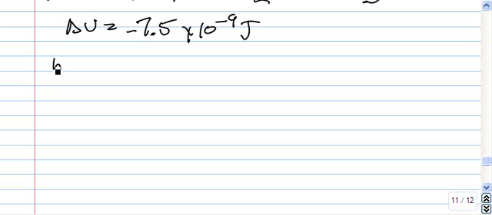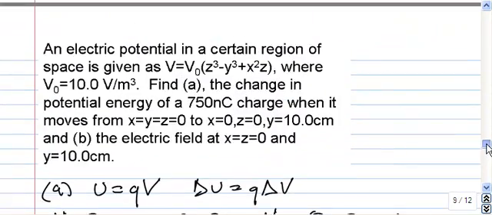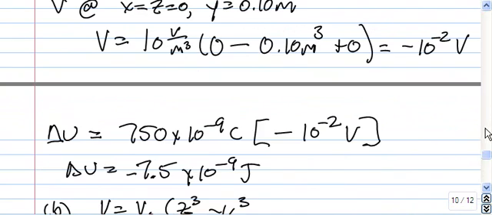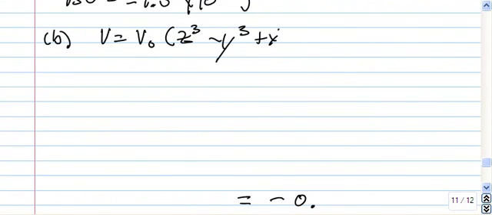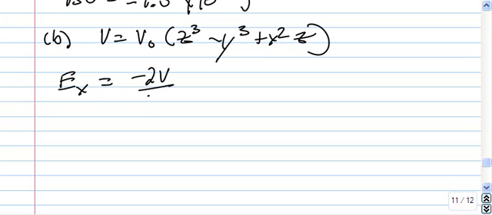Okay, now that we've done part A, let's go ahead and do part B. Let me write the potential down, just for convenience's sake. Take a look at it here. There's a relationship between the electric field and the potential. And that relationship is that the derivative of the potential is related to the electric field, namely E sub x is equal to minus dV/dx, and so on and so forth for y and z. So what we can do is compute this derivative for the x direction. That winds up being minus 2 V naught xz.